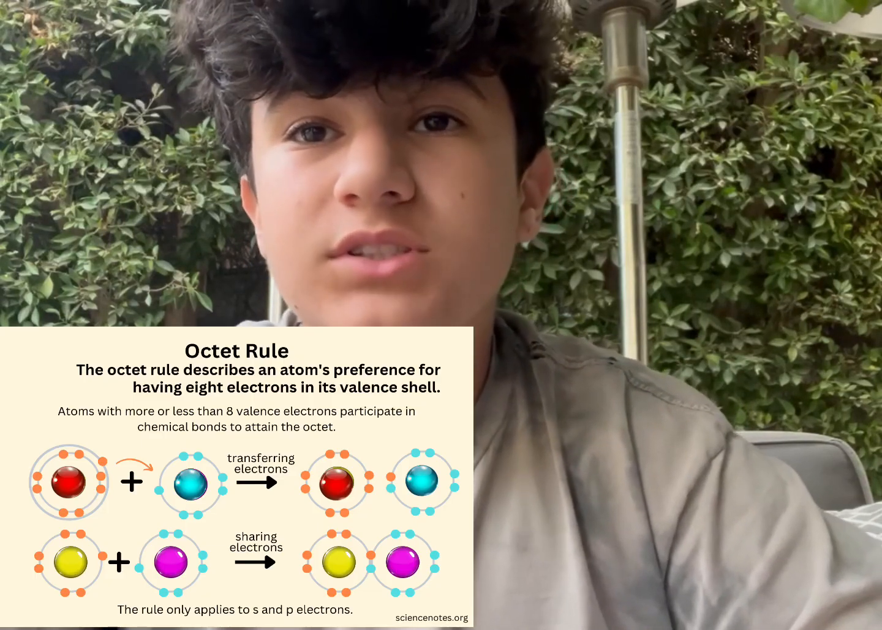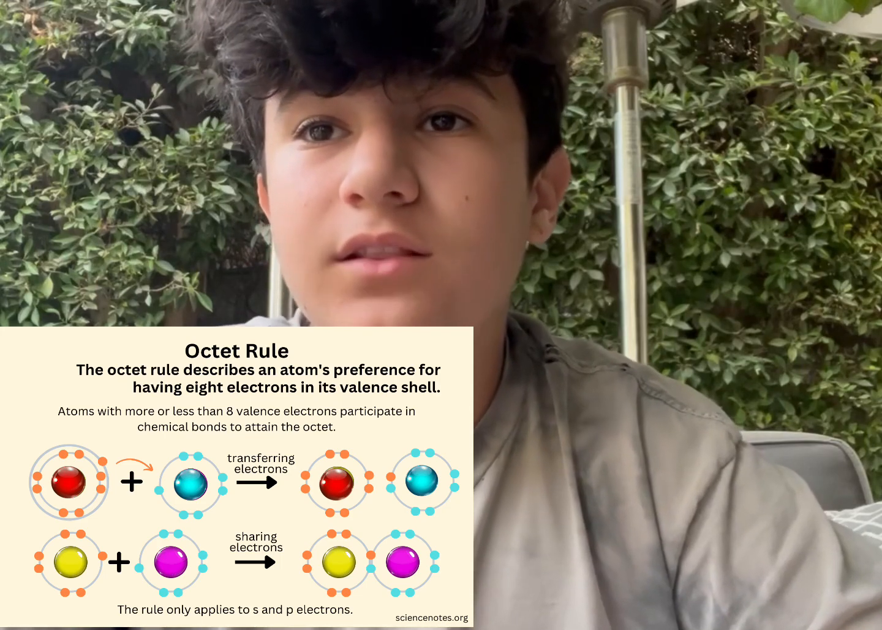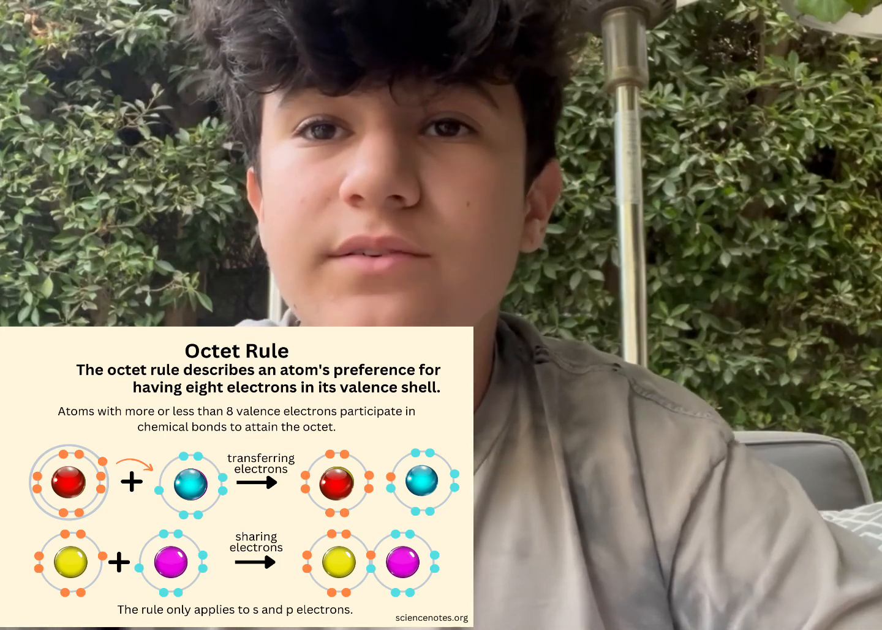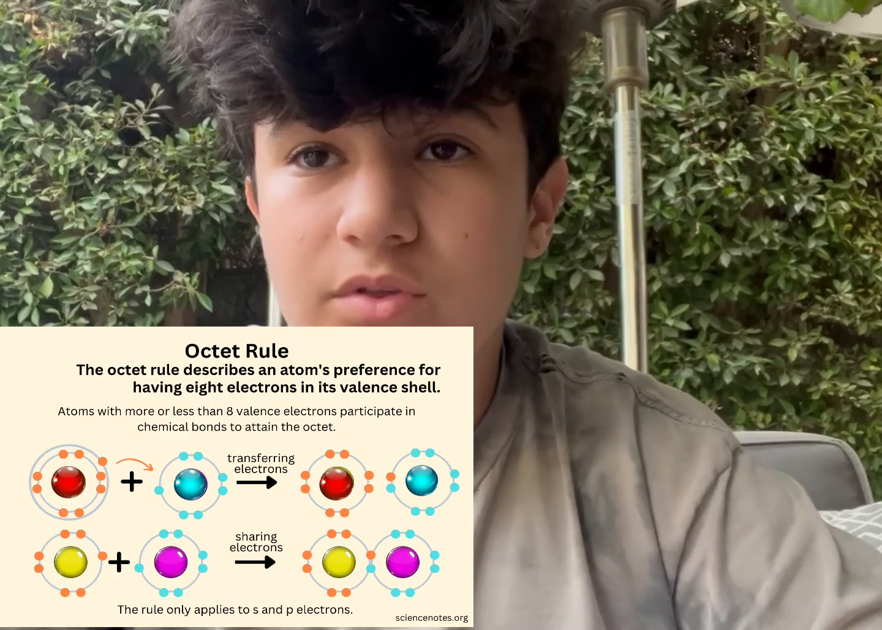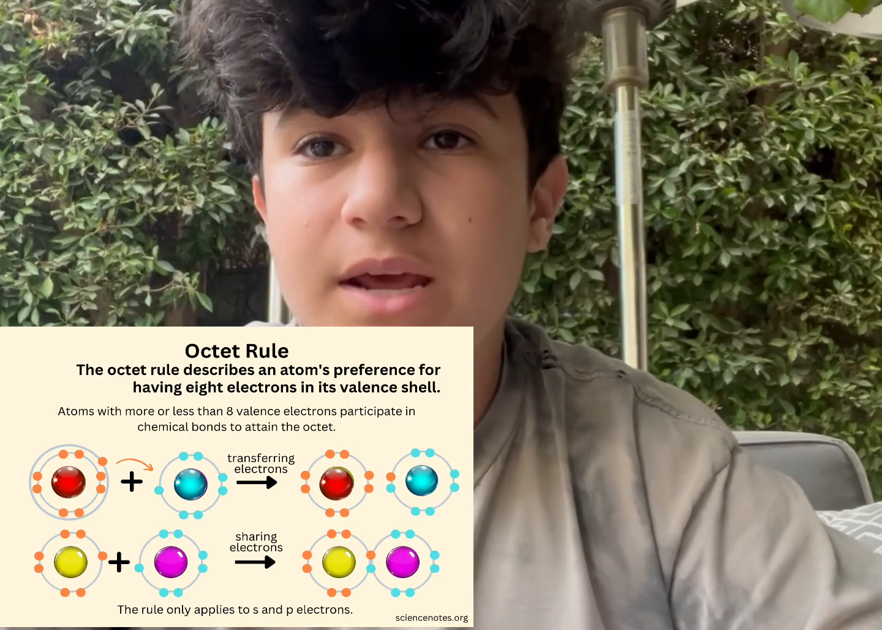The octet rule states that an atom tends to gain, lose, or share electrons to achieve a full outer shell of 8 electrons. By transferring electrons, both the metal and the nonmetal can achieve a stable electron configuration. For example, sodium, a metal, has 1 electron in its outer shell. It will lose that electron to achieve a stable configuration.